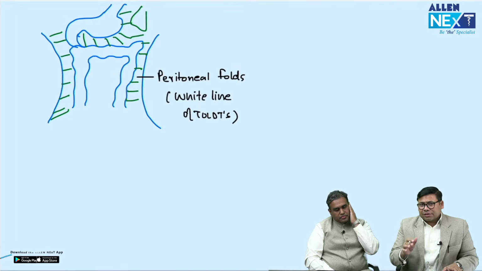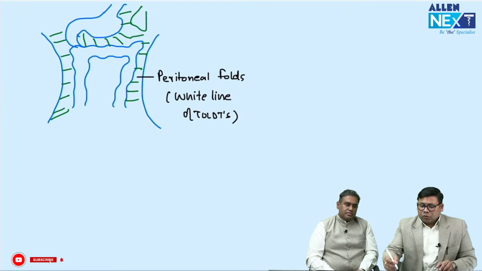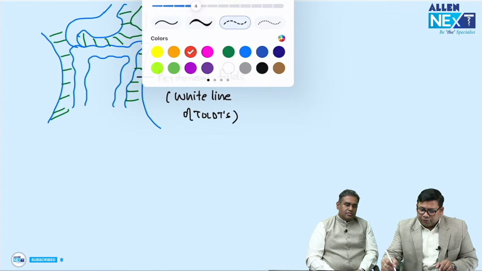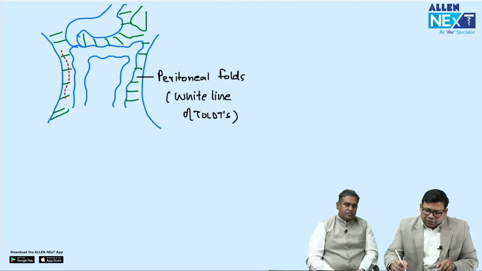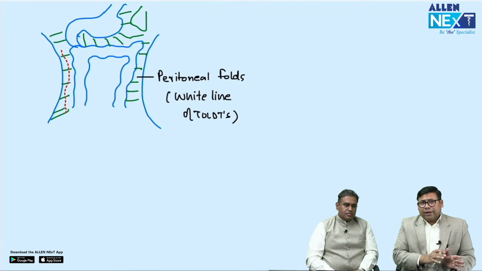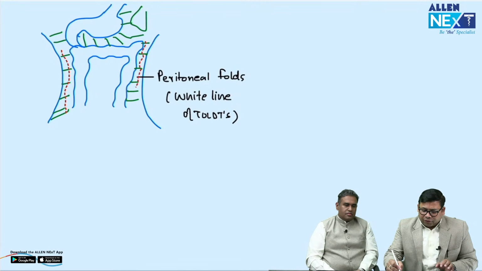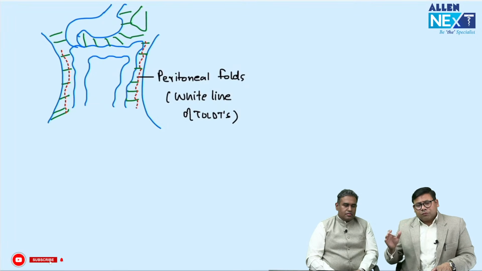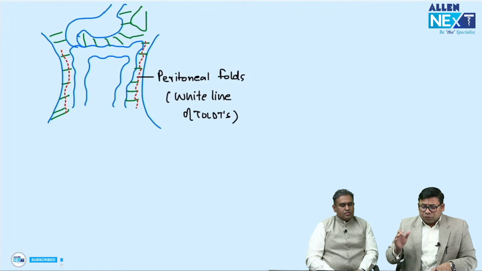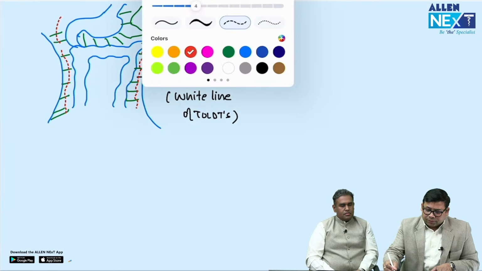So what are the questions that we get? Suppose if I want to mobilize the colon, I will have to cut the white line of Toldt on the right side if I want to do a right hemicolectomy. Same, if I want to go on the left, I will have to go to the left side and dissect this. So what are the terms that we have for them? I have shown you 3 peritoneal mobilizations, and let us have the terms for them.